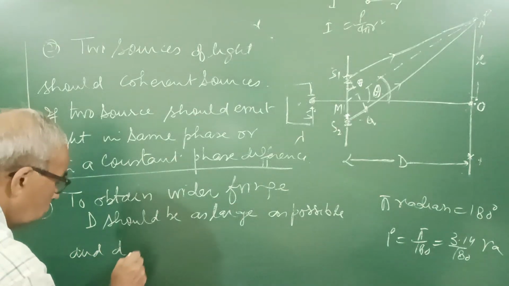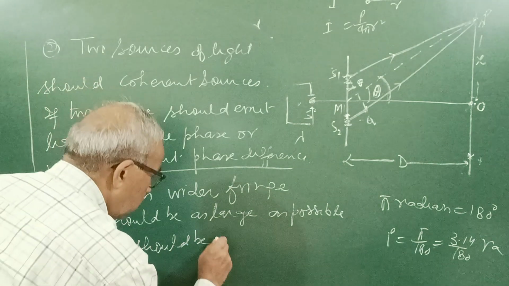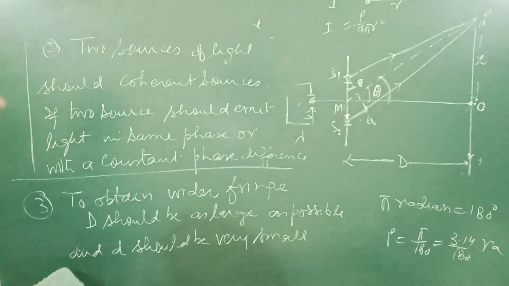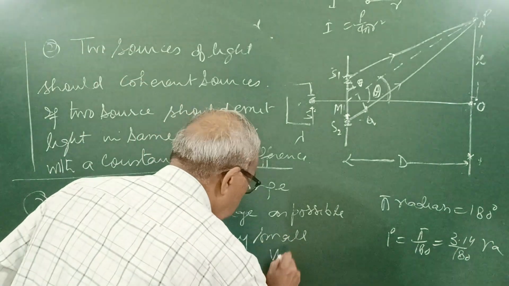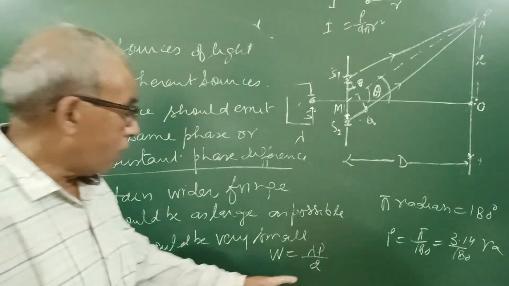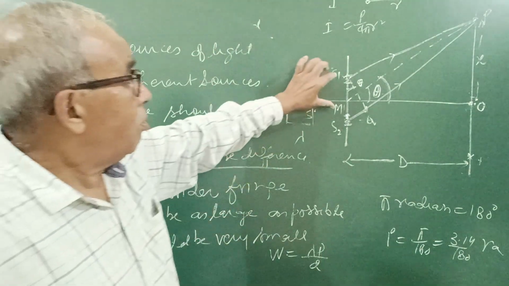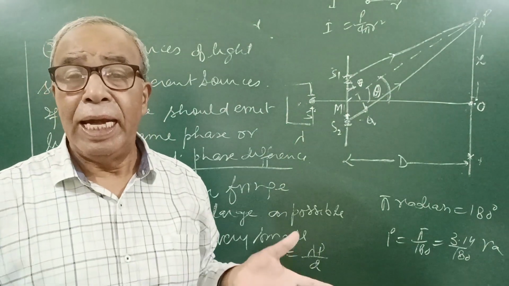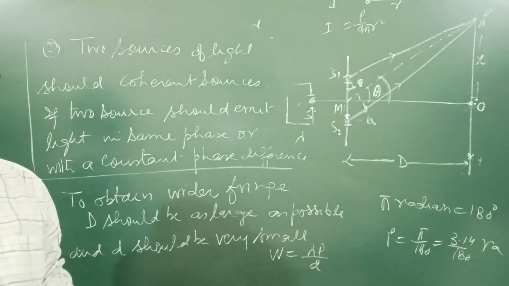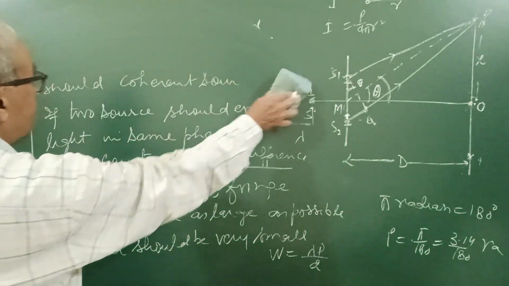And small d should be very small. If you make it 0, by W is equal to lambda D upon small d, you may think that the width will be infinite, then fringes will form, since then both sources become one. Light should come from two sources to produce interference. The fact is this: there should be a distance, but it should be small. Next, number 4.